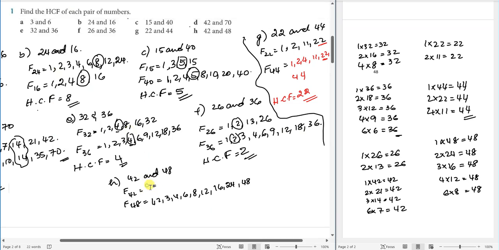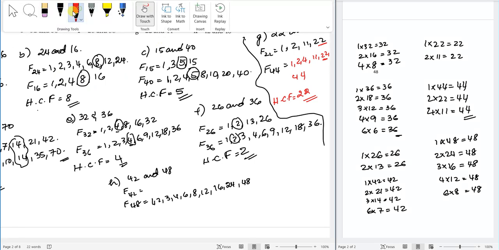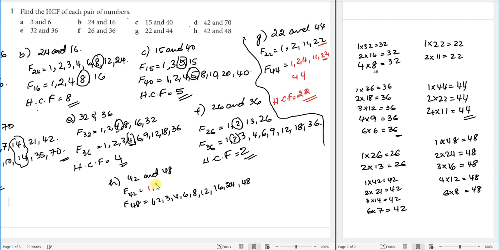We have 1, 2, 3, 6, 7, 14, 21, and 42. So HCF is equal to 6.